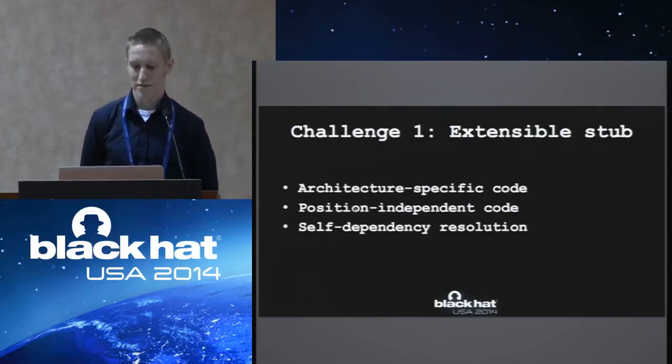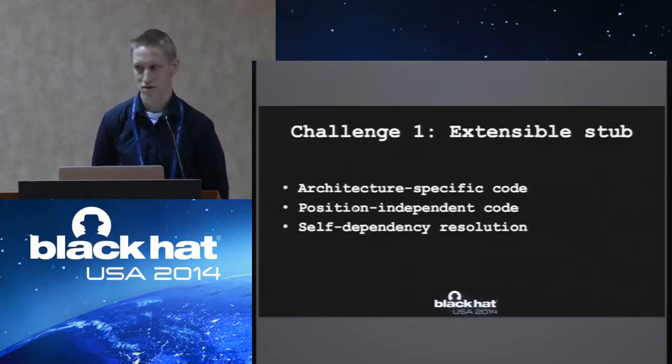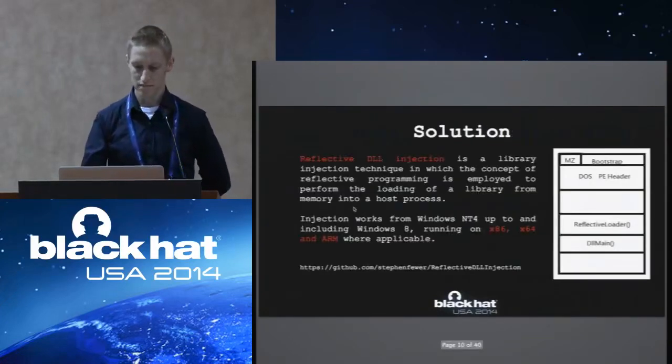Second of all, the requirement is that the code is position independent and self-dependent, because you cannot count on the Windows operating system to hot patch, for example, the addresses of the required Windows API functions of your stub, and thus you need to deal with it yourself.